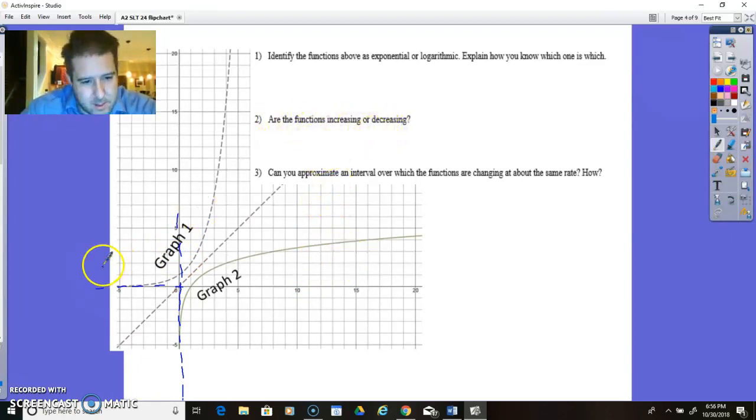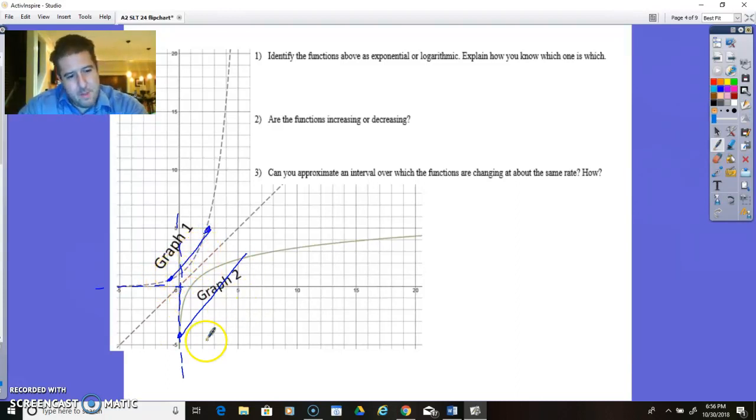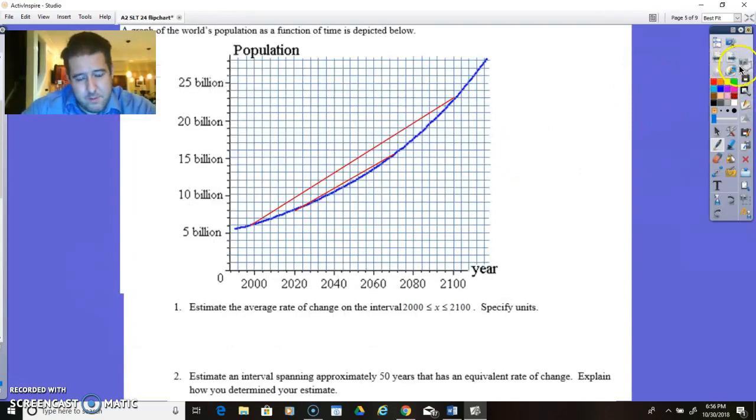Are the functions increasing or decreasing? They are both increasing, so this one's increasing, and this one's going up as well. Can you determine over what interval the functions are changing at about the same rate? Well, you can, and this is what this lesson is all about. The time when they're going about the same rate is during about this time. Okay, that was actually poorly done, so let's try that again. So about this time right here, they are parallel to each other. I actually should have shortened that length a little bit. These two lines are parallel, so over that time, between 0 and maybe 2 or 3.